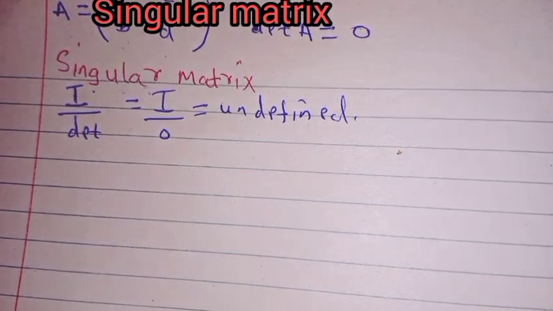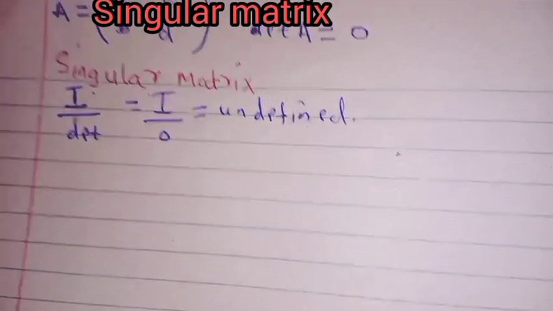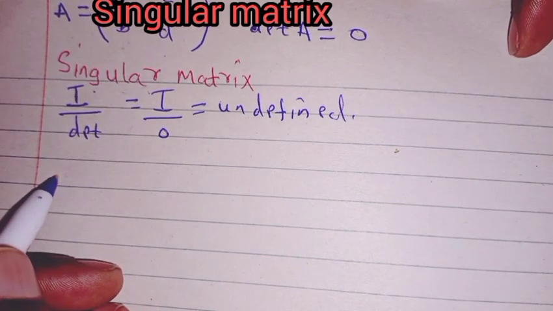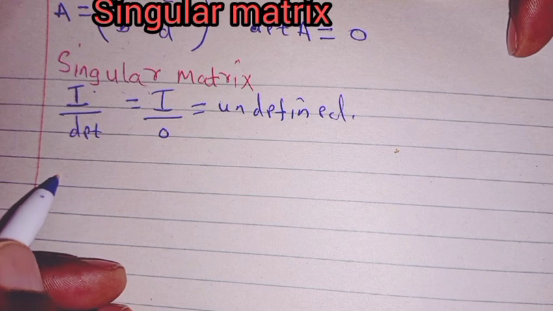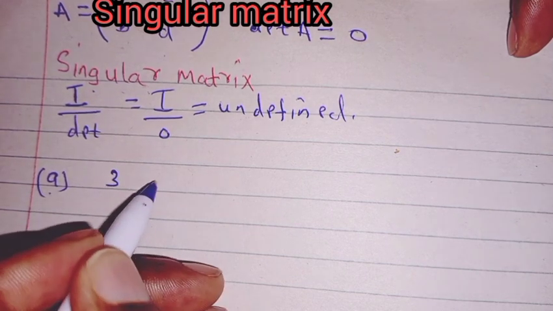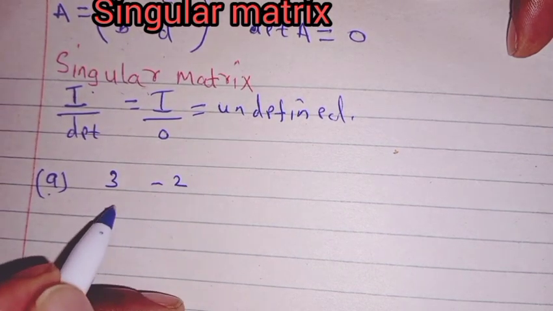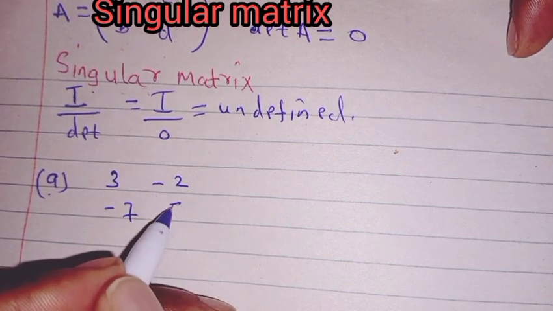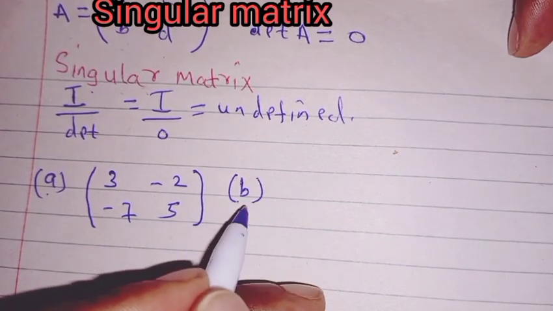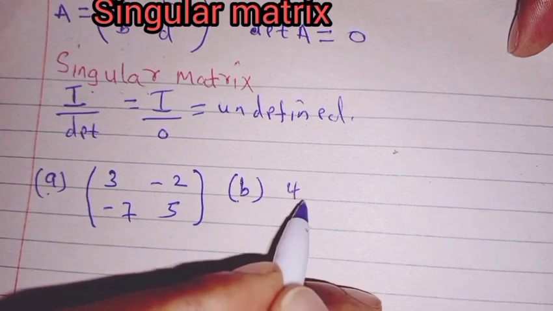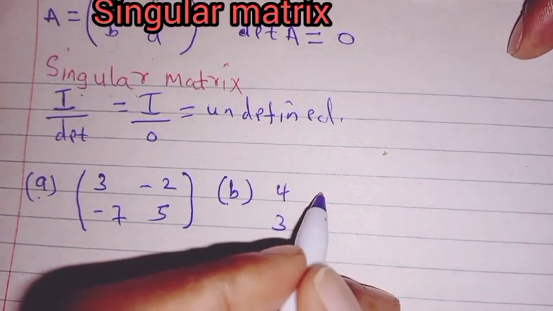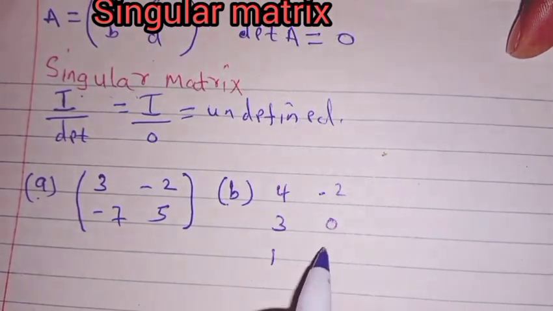For example, determine whether the following matrices have inverses or not. So you are given A, a matrix whose elements are 3, -2, -7, and 5. The question is to determine whether they have an inverse or not. Then you have 4, 3, 1, -2, 0, 8.